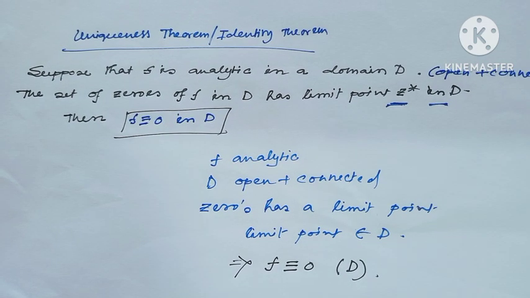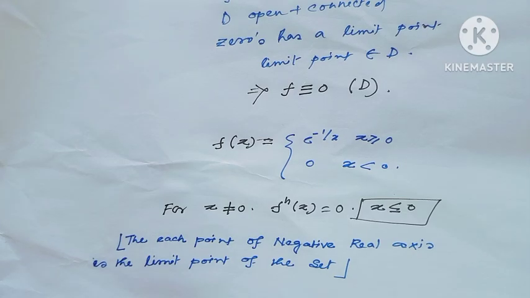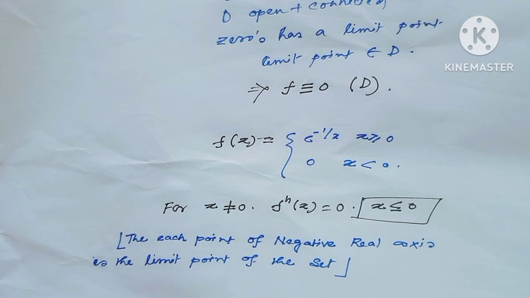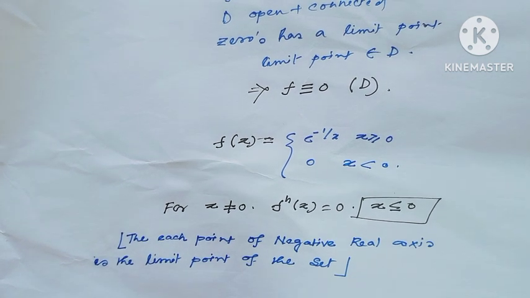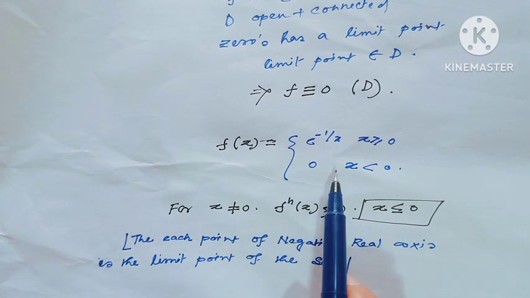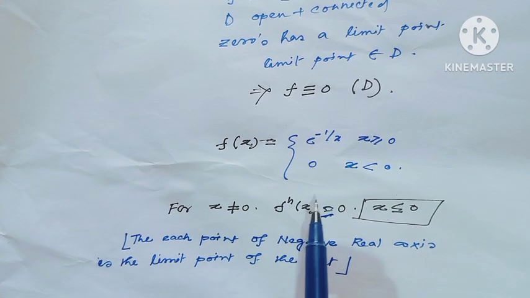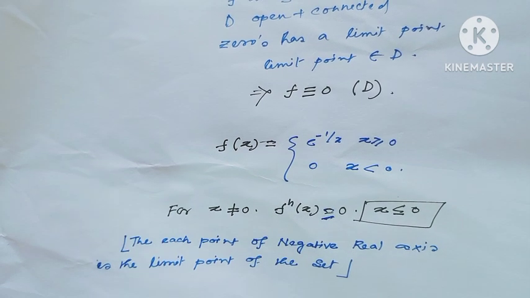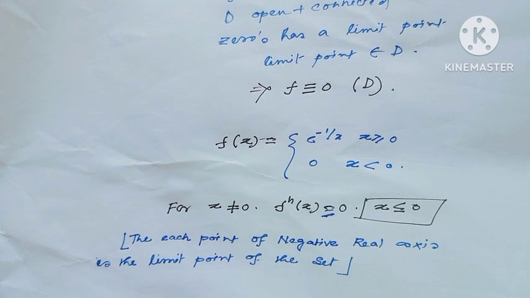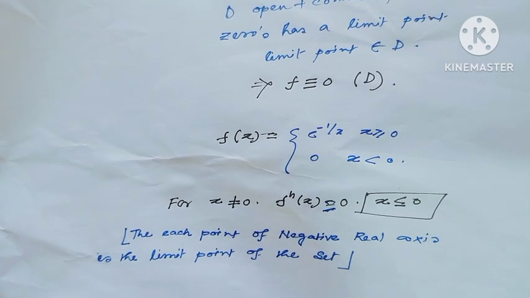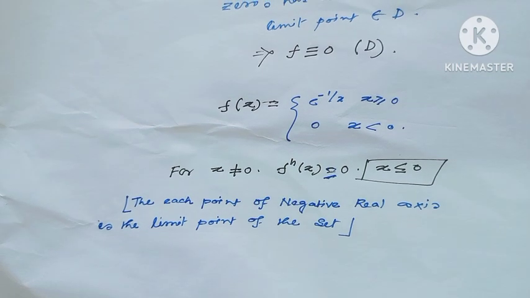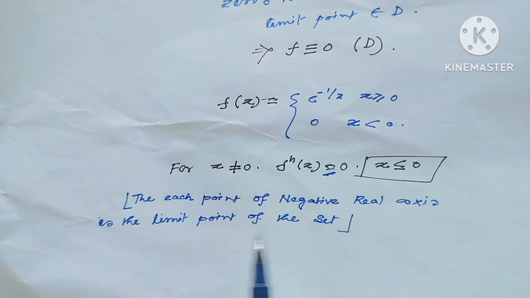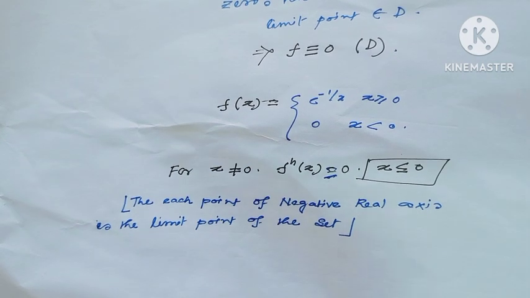At first, I will see one example. Next example, f(x) equal to e to the power minus 1 over x when x greater than or equal to 0, and 0 when x less than 0. Notice, for x not equal to 0, all derivatives of f(x) are equal to 0. That means f^(n)(x) is equal to 0 when x less than or equal to 0. And we all of us know each point of negative real axis is a limit point which belongs to the set.